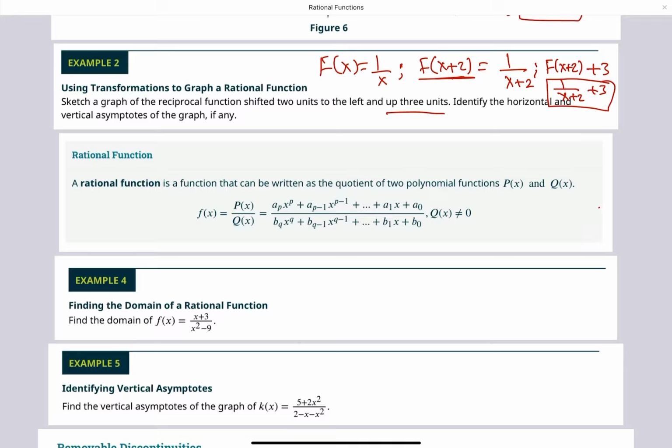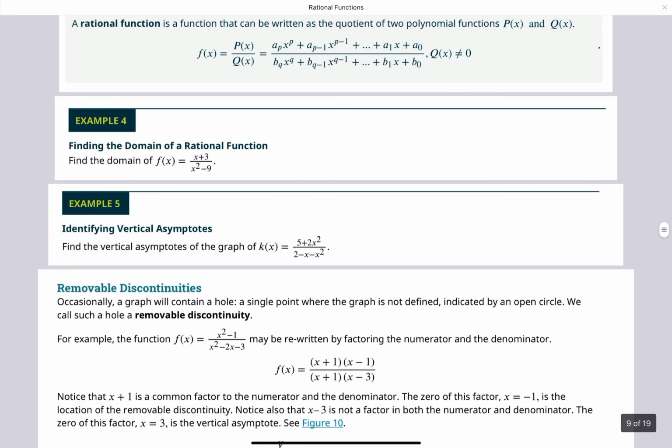A rational function is a function that can be written as the quotient of 2 polynomial functions, p of x and q of x. We're simply dividing 2 functions. Now they're mentioning it. They should have mentioned this at the very beginning. The rational function is just dividing 2 polynomial functions. Now, what else do we have?